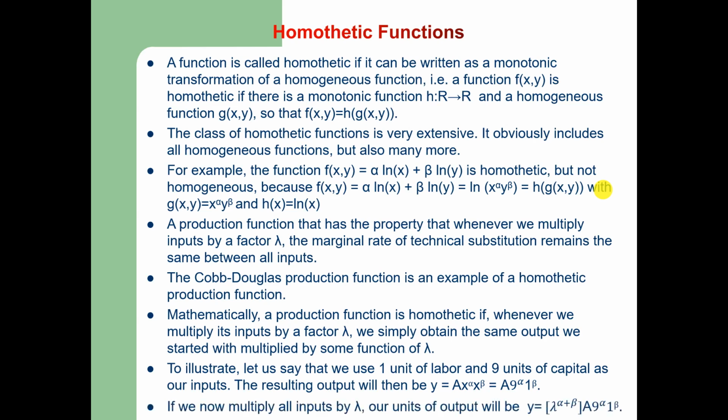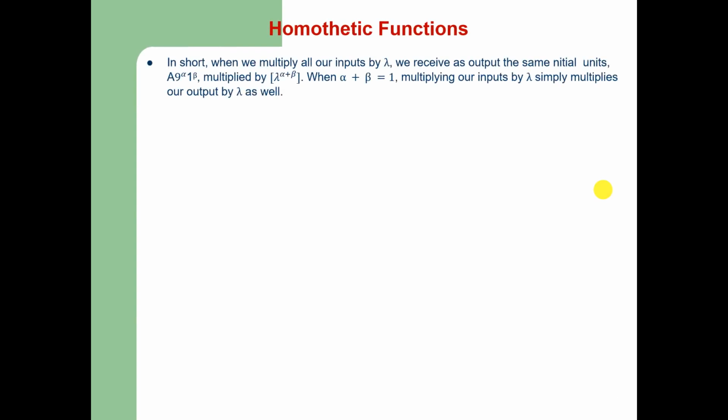So if we now multiply all inputs by lambda, our units of output will be y = λ^(α+β) A 9^α 1^β. In short, when we multiply all our inputs by lambda, we receive as output the same initial units A 9^α 1^β multiplied by λ^(α+β).